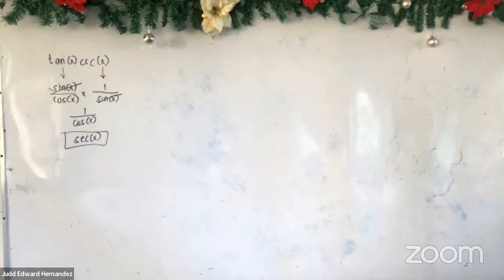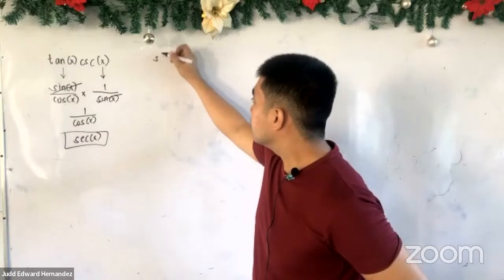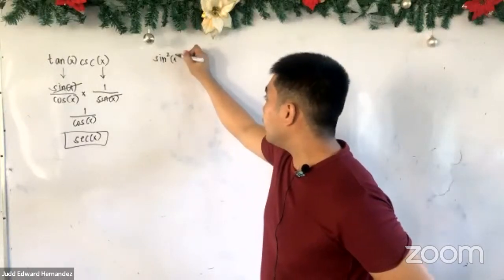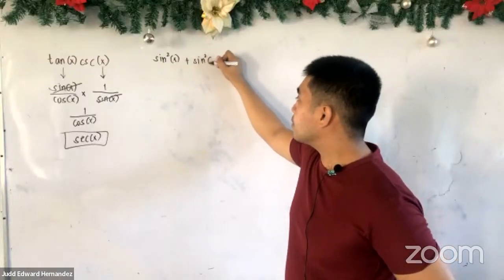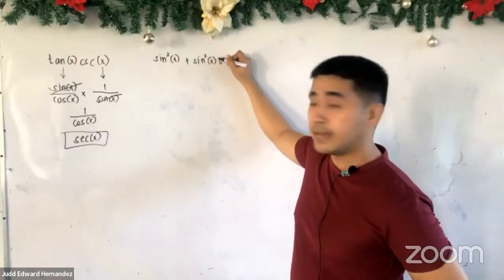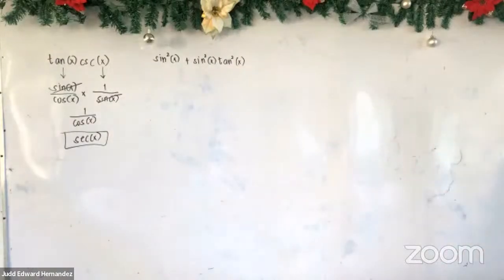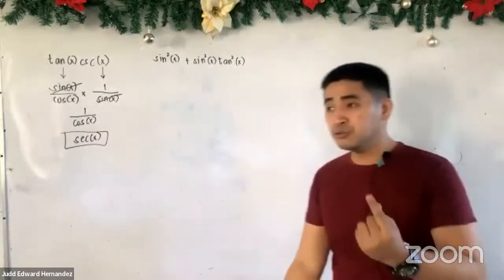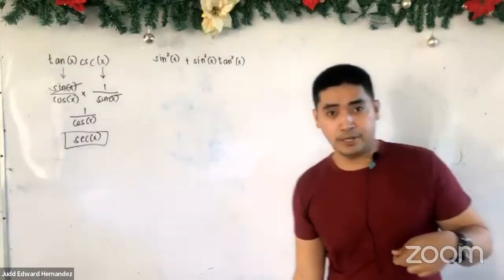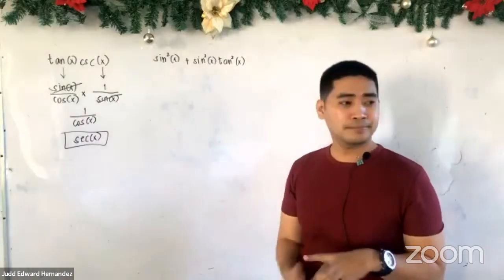Let's have the second one. So, let's try this: sine squared of x plus sine squared of x, multiply that to tangent squared of x. So what do you think is new in this example? What did we notice in this example? Analyze.